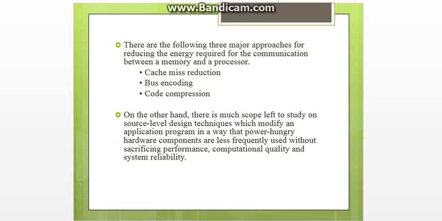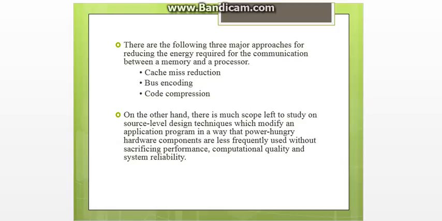Another approach to reducing the number of cache misses is a compiler-based approach. The idea is to modify the place of basic blocks, procedures, or global variables in the address space so that the number of cache conflict misses is minimized. This can significantly reduce the number of cache misses and energy consumption of memory subsystems.